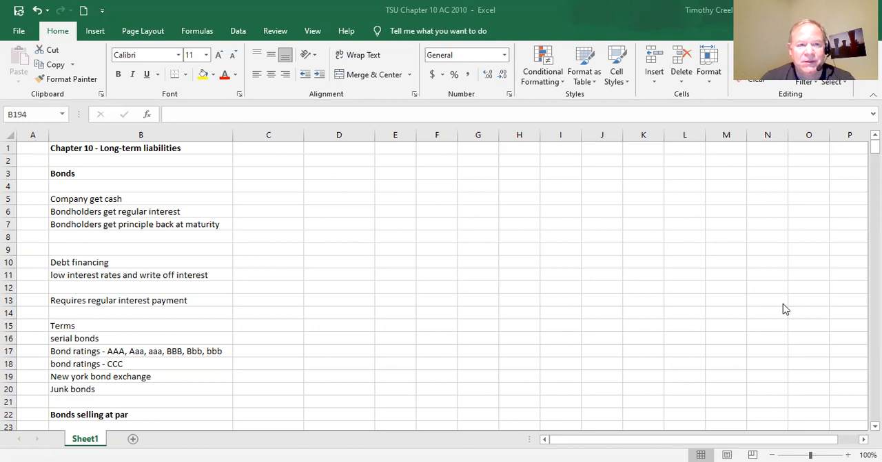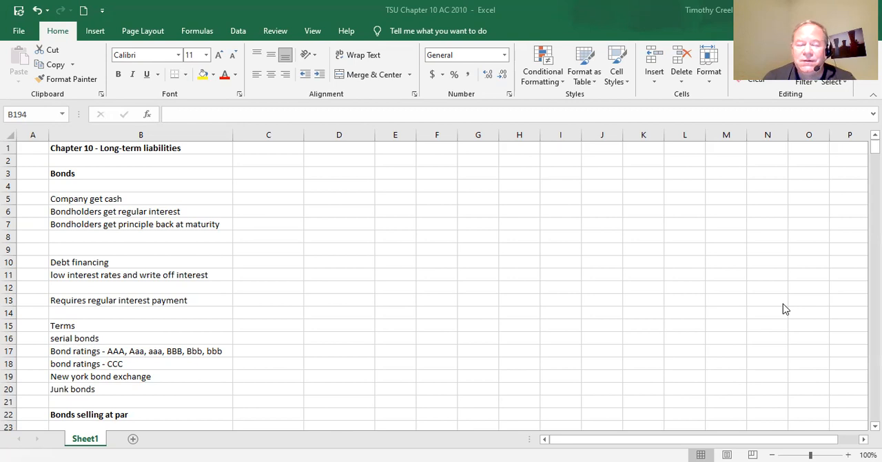Chapter 10 is long term liabilities. And with long term liabilities, the main thing is bonds. Now, bonds are a form of long term debt. And one thing to remember, long term liabilities are any liabilities or any debt that the company is going to take longer than a year to pay off. So that's a long-term liability.